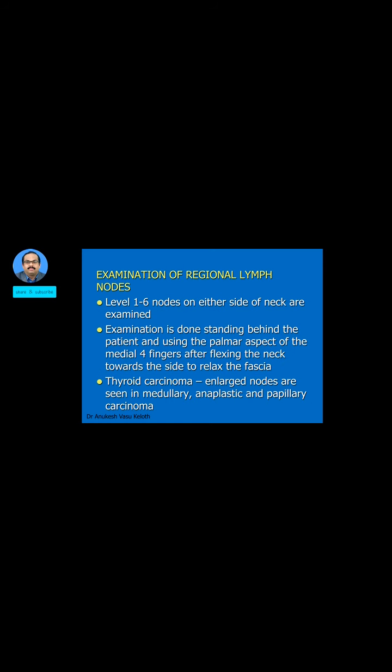Now once you finish the local examination and the signs of toxicity, we move on to examination of the regional lymph nodes. So again, the regional lymph nodes here would be the neck lymph nodes or cervical lymph nodes. Levels 1 to 6 from both sides will be examined while standing behind the patient, just like in thyroid, using the palmar aspect of your medial four fingers. Whichever side you examine, you flex the neck on that side. You feel for level 1A, 1B, 2, 3, 4, 5, and then level 6. Level 6 would mean in the same area as the thyroid gland.